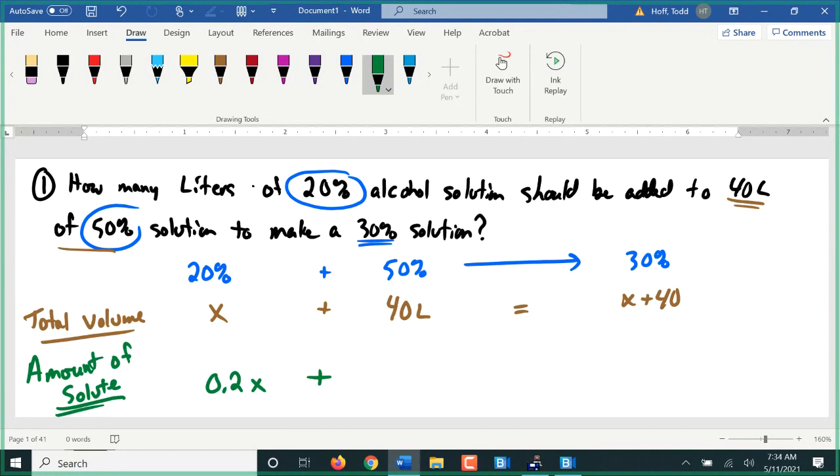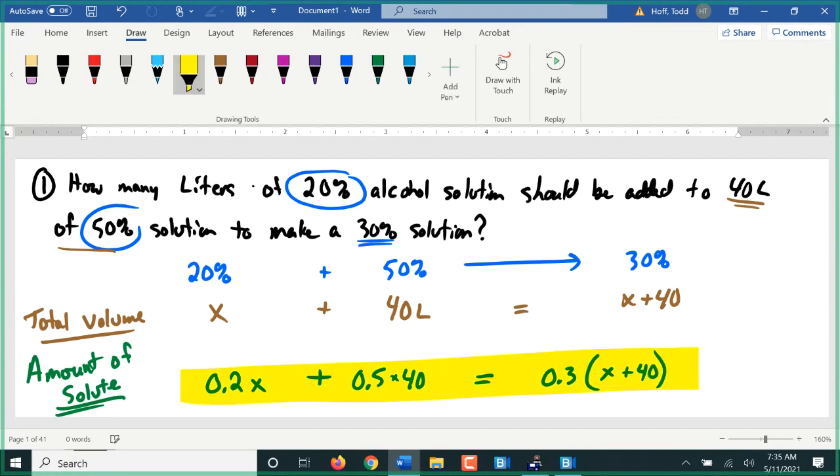We're going to add to that the amount of solute in the second solution. For the 50% solution, the amount of solute is the concentration of 0.5. Again, that's just the percent written as a decimal or rate, times that volume of 40. And that adds up to the total result for our 30% solution. That's a concentration of 0.3 times that volume of X plus 40. And now it's simply a matter of solving this equation.